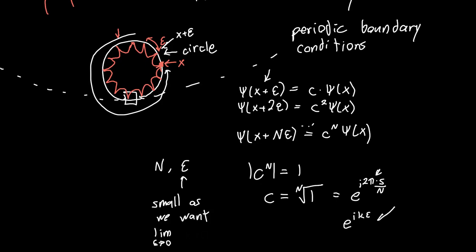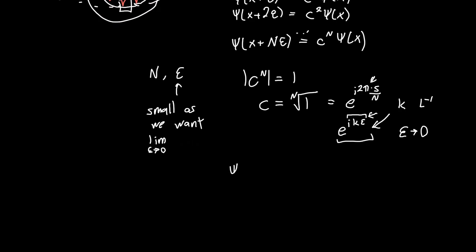We haven't said what k is, but k has units of inverse length. This notation just shows that since epsilon can be as close to zero as we want, the argument for this complex exponential can also be as close to zero as we want. And this can really take any value. And so what wave function, when you plug in x plus epsilon, gives you the original wave function times e to the i k epsilon? Well, that's just e to the i k x.